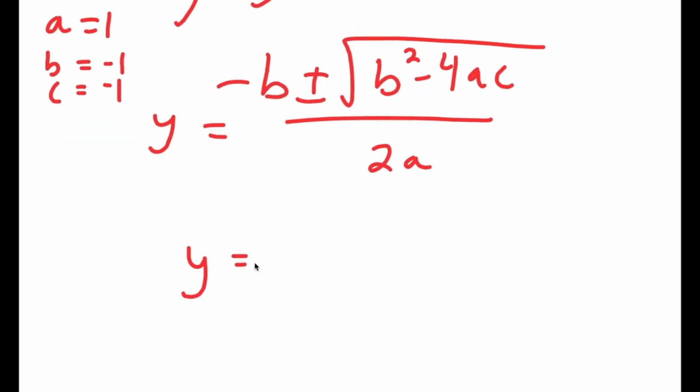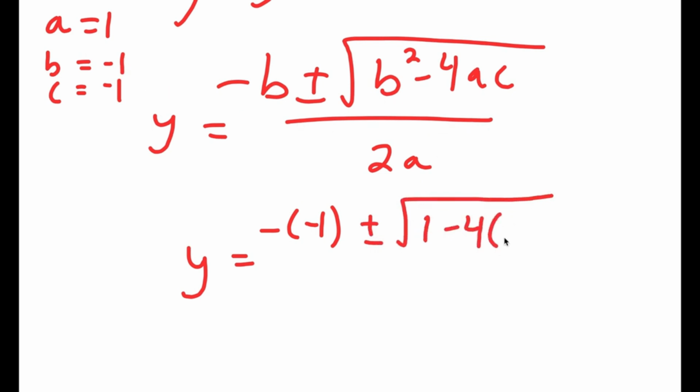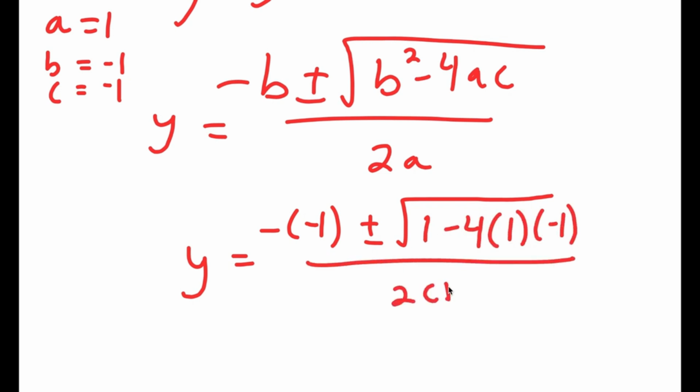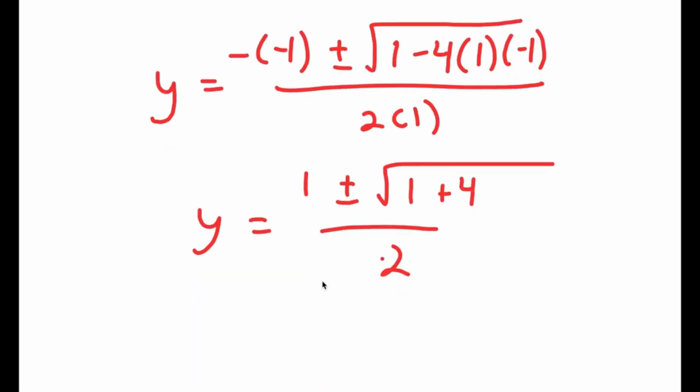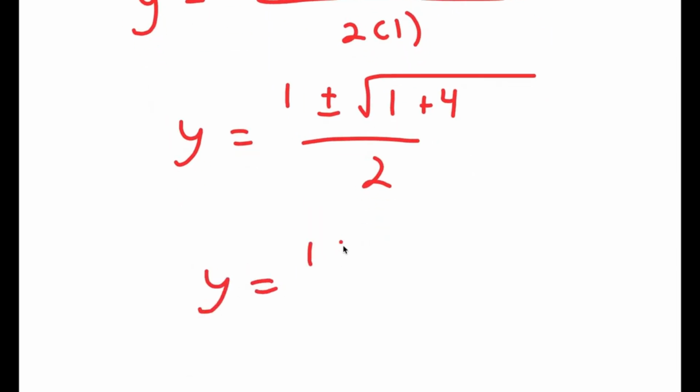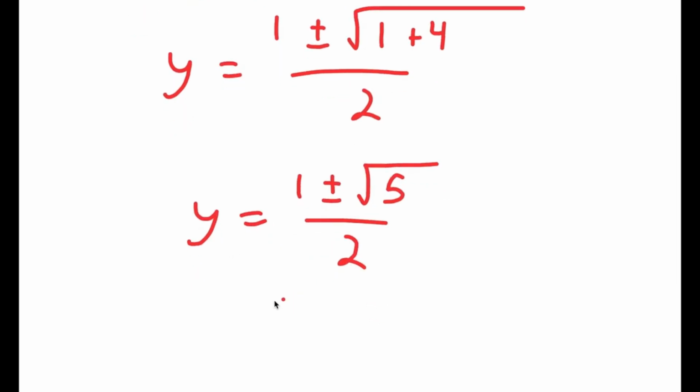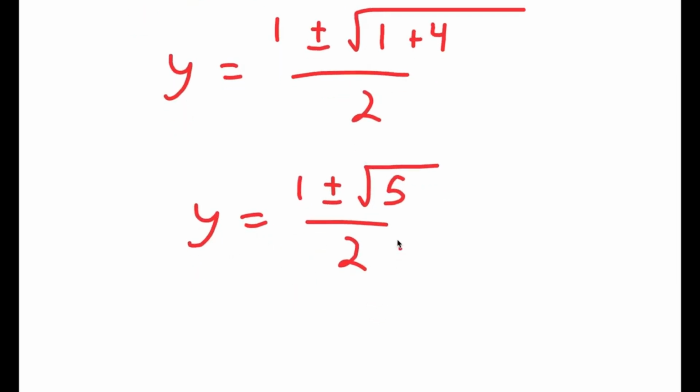So I get y is equal to negative of negative 1 plus or minus the square root of b squared minus 4ac. So negative 1 squared, which is 1, minus 4 times a, which is 1, times c, which is negative 1, all over 2a, so 2 times 1. Now this is equal to positive 1 plus or minus the square root of 1 plus 4, over 2, which is equal to 1 plus or minus the square root of 5, over 2. So y is equal to 1 plus or minus the square root of 5, over 2.